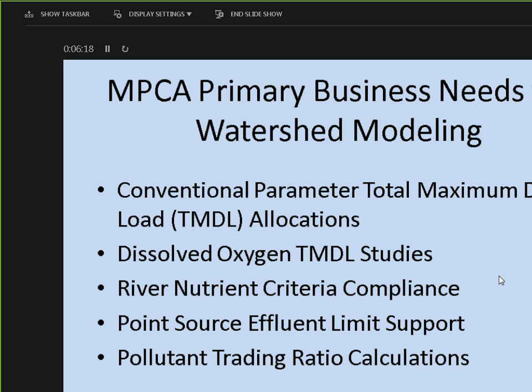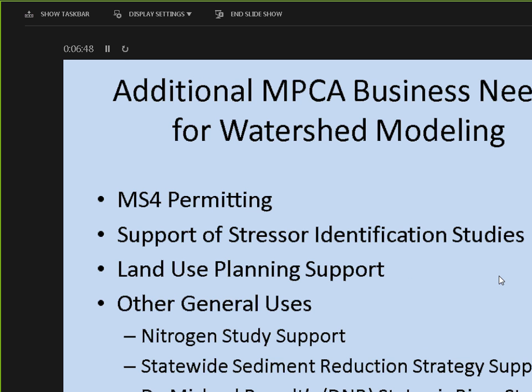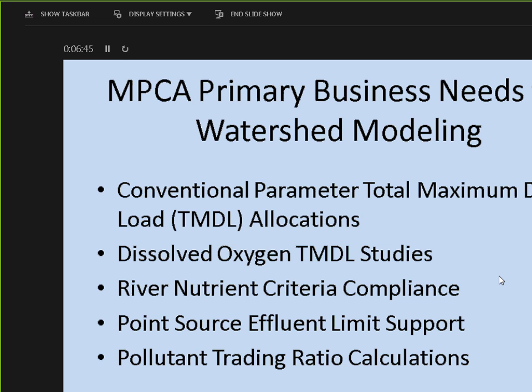We're going to use HSPF for nutrient criteria compliance. We already have standards for phosphorus for rivers, and standards for nitrogen won't be far behind. And I'm going to show some examples of how we use HSPF to support point source effluent limits, much like Steve has done with Bathtub, and also calculated pollutant trading ratios. And there are some other additional uses for HSPF.